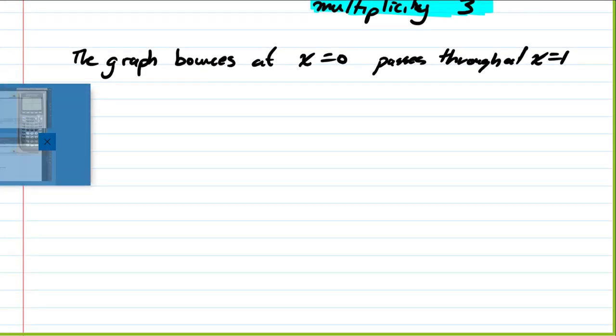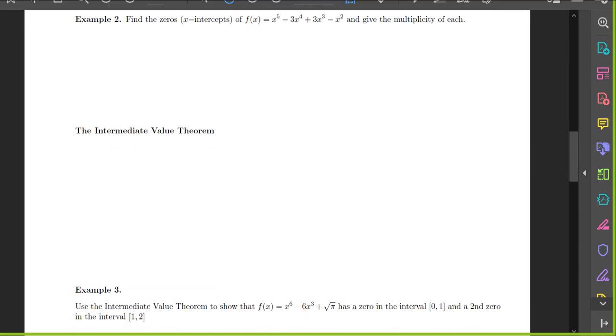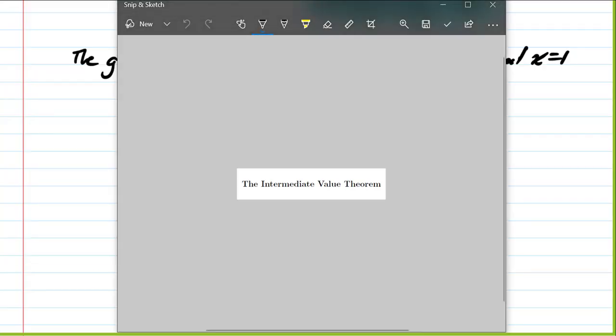So combining the two things we just talked about, without a graphing device, we can know the behavior of a polynomial. All right, the next thing we need to talk about is what is called the intermediate value theorem.